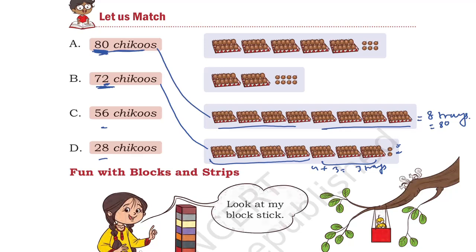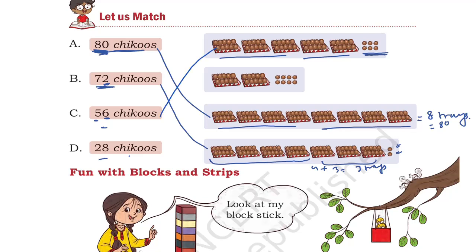Coming to the third one, 56 chikus. So what do we need? We need 6 loose chikus and 5 trays. Let's go on a hunt. Where do we have 6 loose chikus? These are 8 and these are 6 loose chikus. We also have to check in the second step that these are a total of 5 trays. 3 plus 2 is 5. So we are going to match it with this.